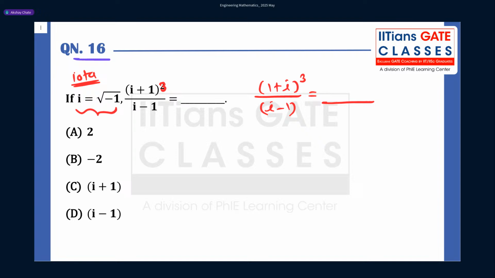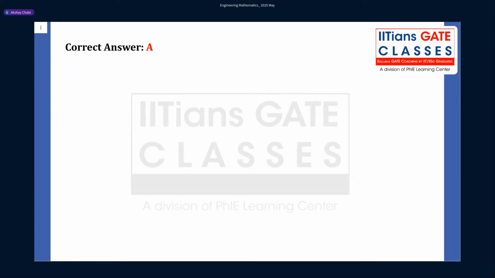Now they have given 4 options and one of them is correct. I think option A is correct, but we'll see how. The given expression is 1 plus i cube divided by i minus 1. In this type of question, you usually have to use some basic concepts of mathematics. Here you should know the expansion of a plus b whole cube.